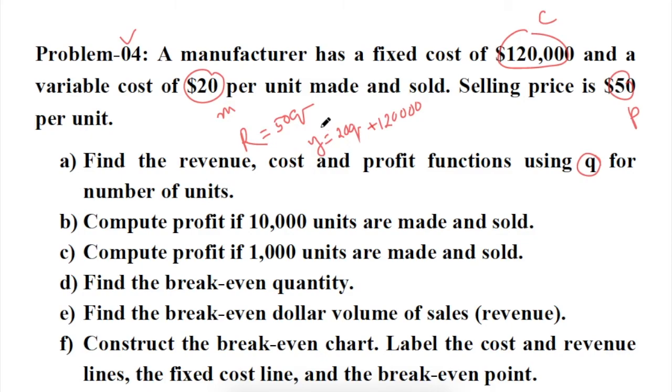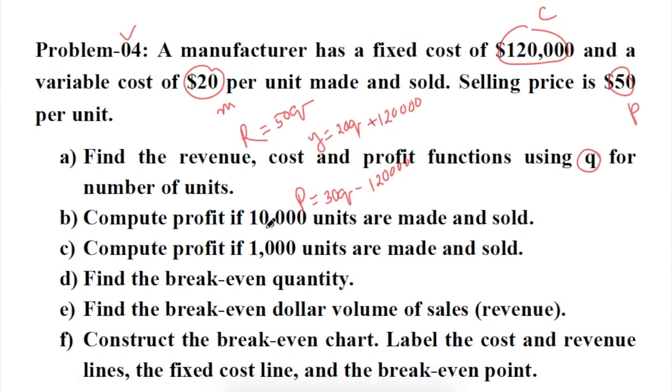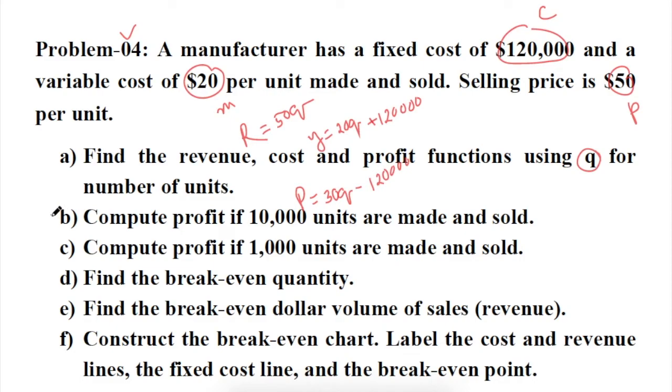And by using this information you can calculate the profit function, that will be revenue minus cost. So it will be 30Q minus 120,000. So by using the profit function you can calculate profit for 10,000 units, and you can calculate profit for 1,000 units. You can calculate break-even quantity by putting profit equal to 0, and you can calculate revenue at break-even.